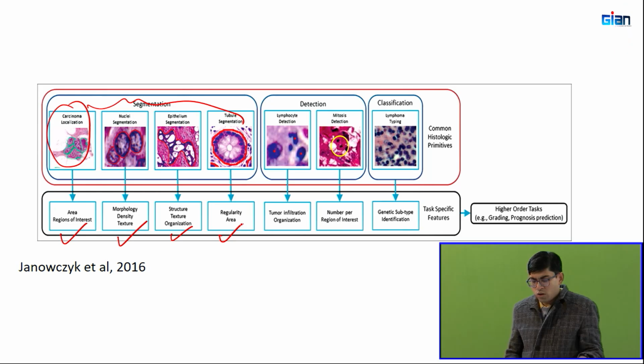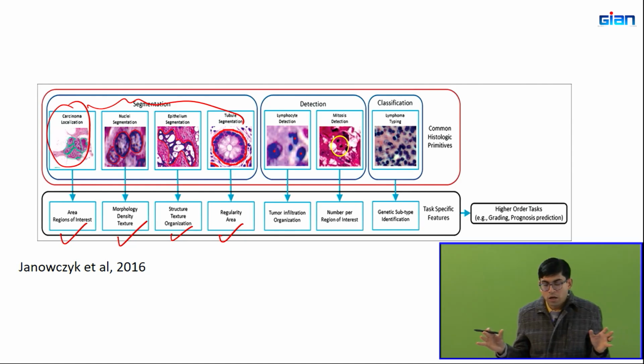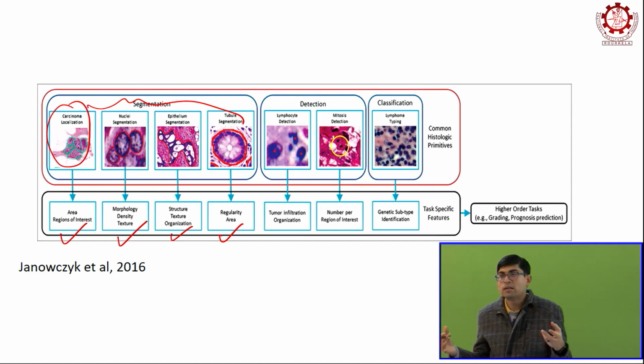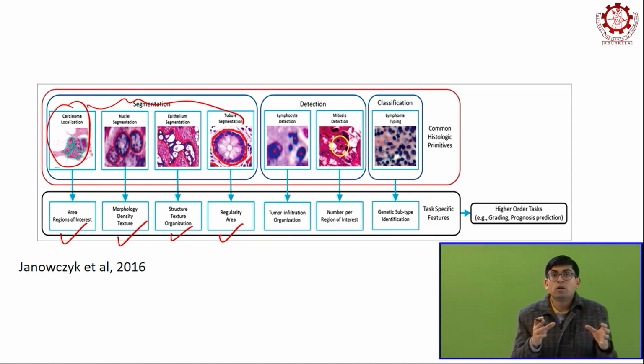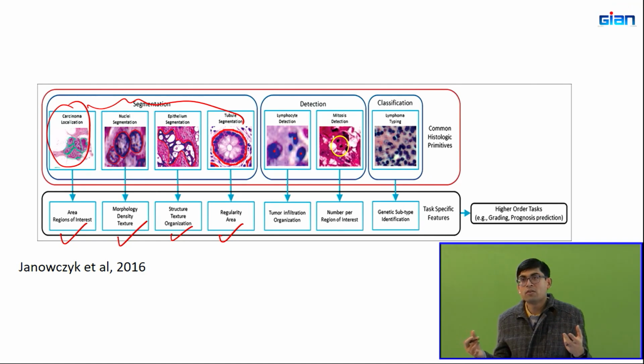And a lot of times you don't really need segmentation. It's okay if you can just detect the different primitives. The pathologist might want you to detect where the lymphocytes are. There are different kinds of lymphocytes, and these different kinds mean something. Lymphocytes, like I said yesterday, are the defense mechanism of the body.